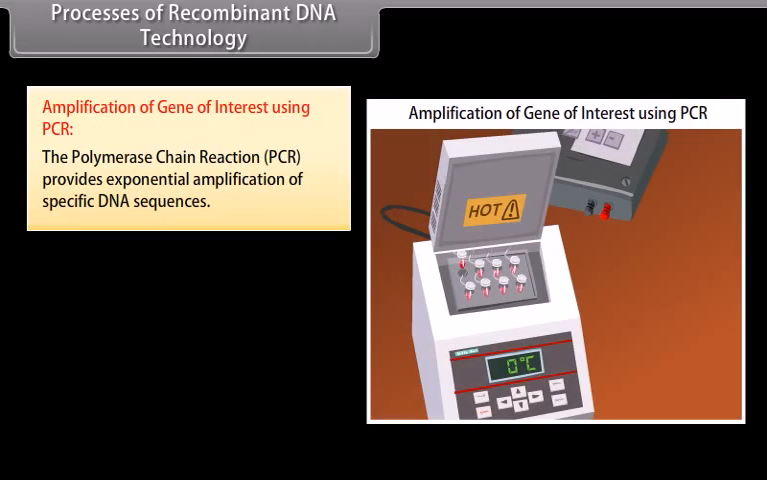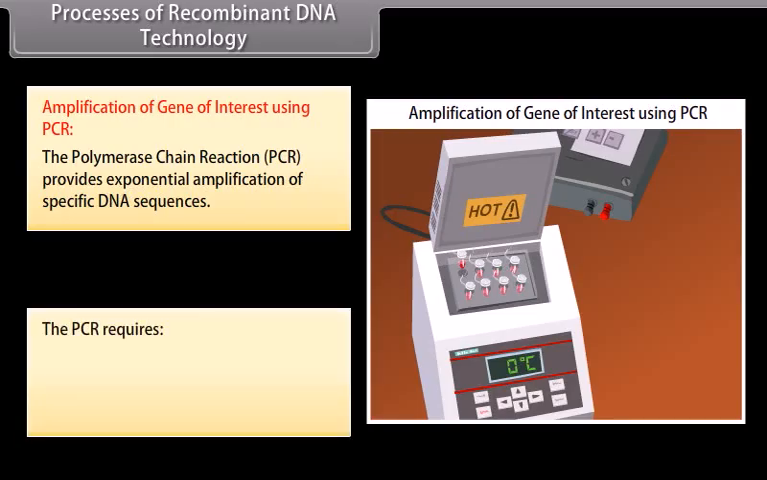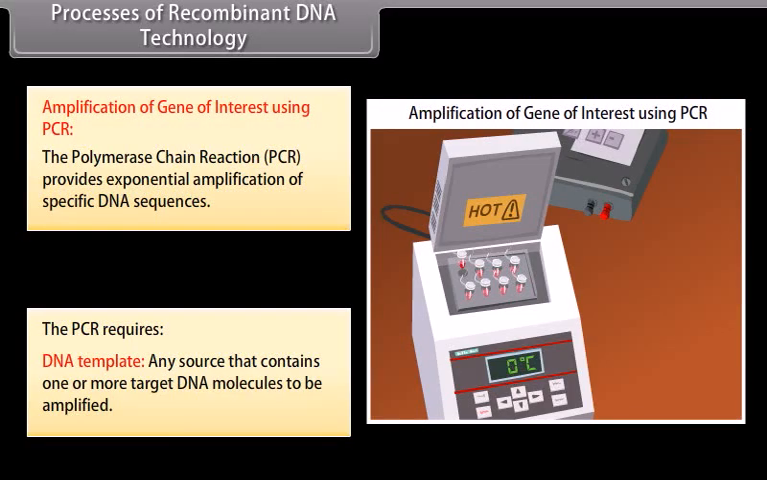Amplification of gene of interest using PCR. The polymerase chain reaction, PCR, provides exponential amplification of specific DNA sequences. The PCR requires DNA template, any source that contains one or more target DNA molecules to be amplified.